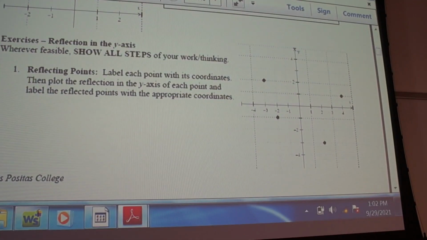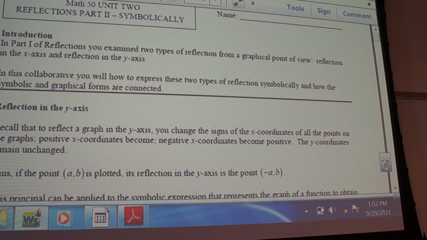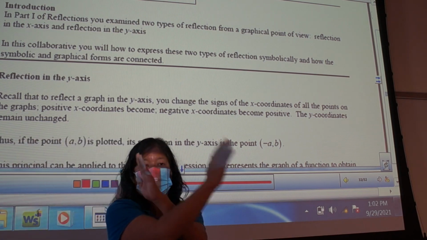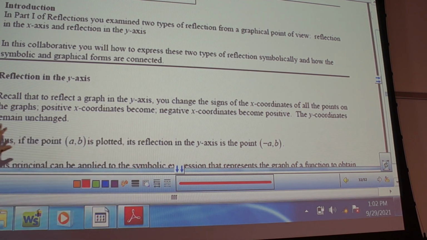Okay, so let's move on to the new handout, which is reflections symbolically. Right, so in part one, reflections, we examined two types of reflections from a graphical point of view: reflections across the y-axis, this way, and reflections across the x-axis, this way. Now you know what they do graphically. Now we're going to take a look at it in terms of the actual function, what's going on.